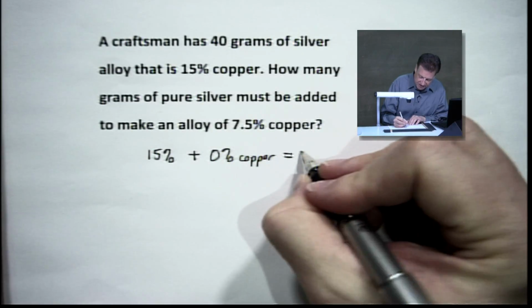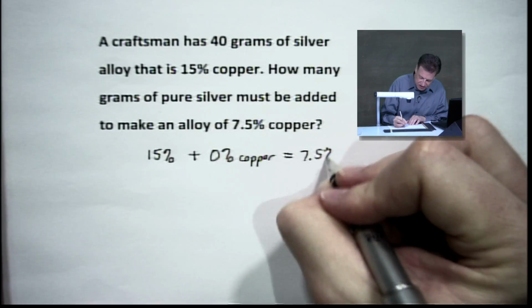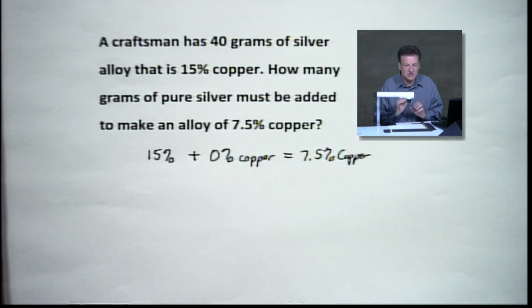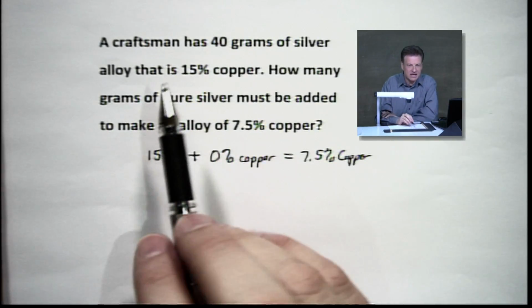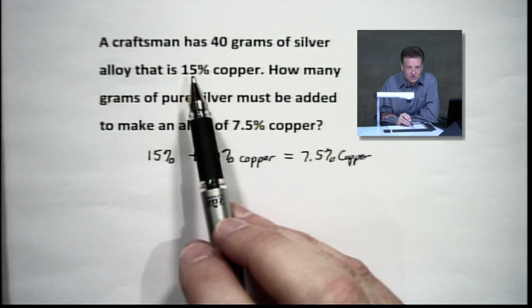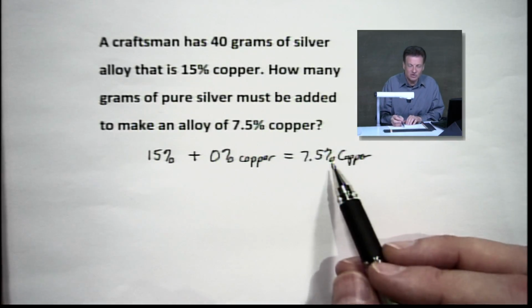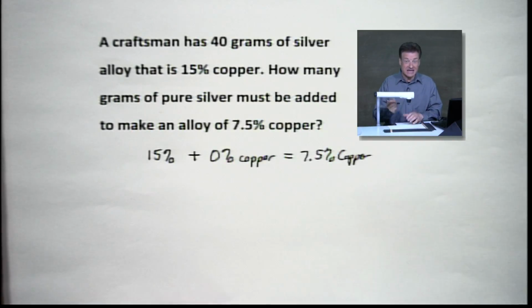And that's going to give us 7.5% copper. Okay? So that's our story. That's our deal. All right? That's the first thing we've got to do. We've got to take this thing and make it into a story. Again, we have 15% copper, adding nothing, 0% copper, and we end up with this amount here. So again, it's a diluting of the copper. It's increasing the silver. It's strengthening the silver, but it's diluting the copper, all right?